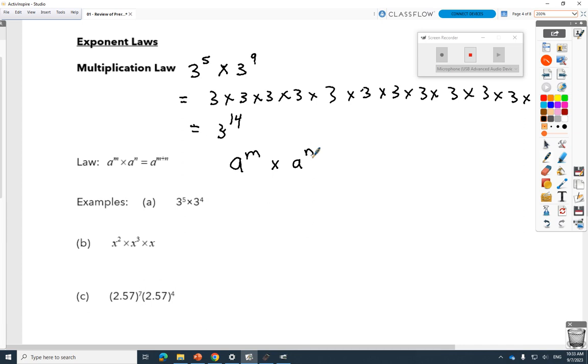Somebody raises their hand and goes, what if the bases aren't the same? Then you can't do anything. I don't have something saved up for next grade or something like that. If the bases aren't the same, this does not work at all.